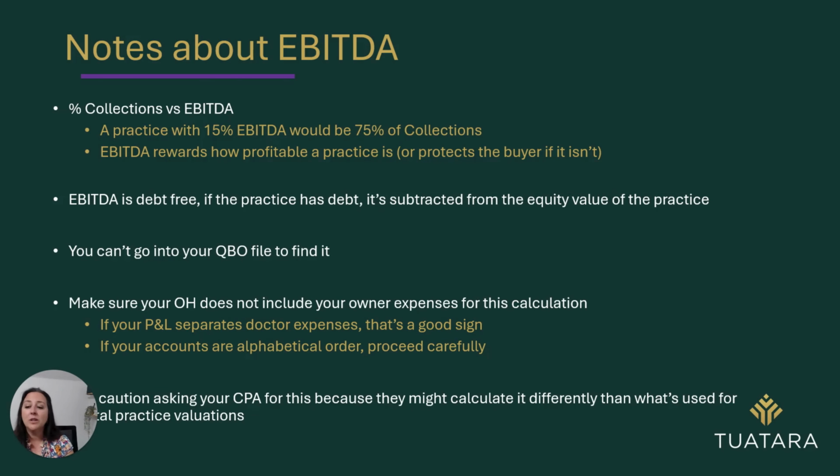Please note, you cannot go into QuickBooks and find your EBITDA number. It doesn't just sit there for you to pull. It's not just a report that you can run. You will have to do this calculation. When you do, please be sure that your overhead, so remember that happened at the top of our calculation, make sure that that does not include your owner expenses. If you look at your P&L and there is a separate section for doctor's expenses, that's a good sign that likely they're not buried in your overhead. If you look at your P&L and your accounts are showing up in alphabetical order, proceed with caution. That likely means that you could have owner's expenses mixed in with your overhead, and you just want to be sure you separate those out when you do this calculation for yourself.